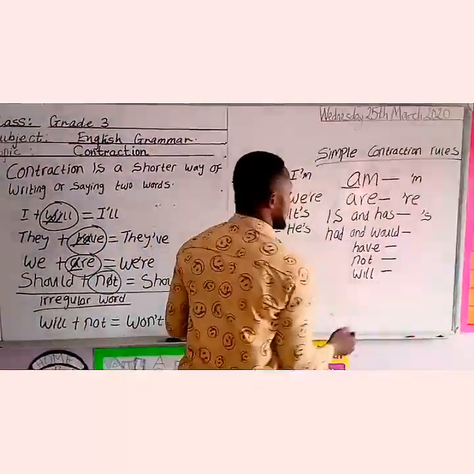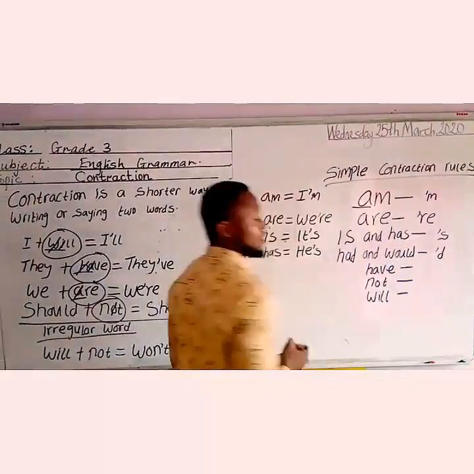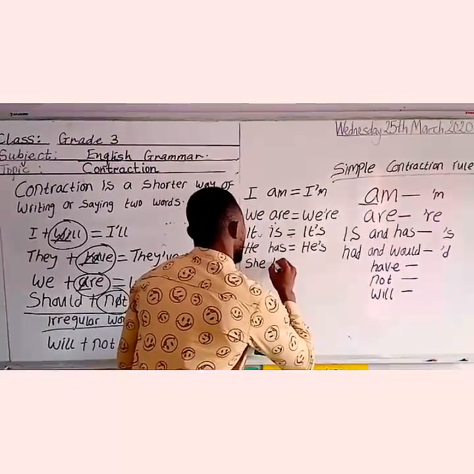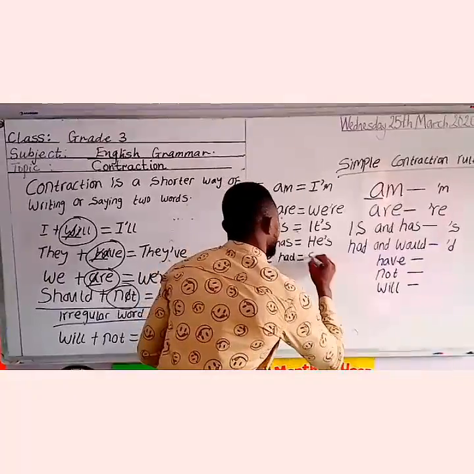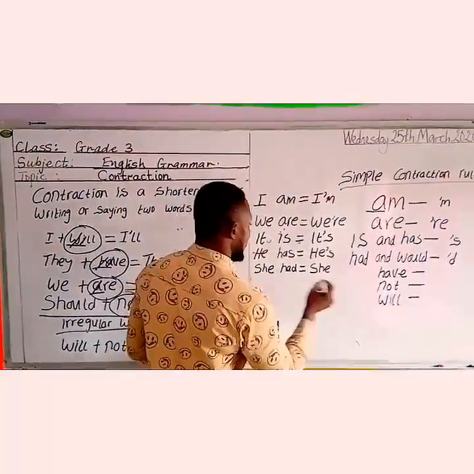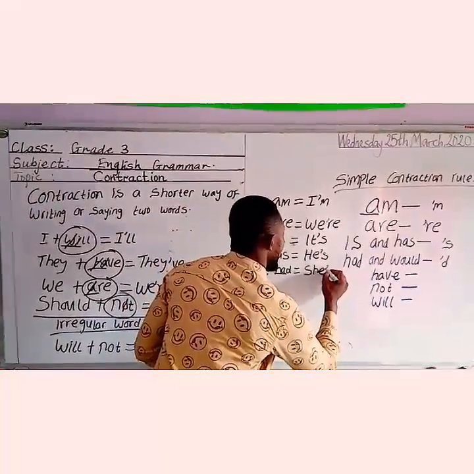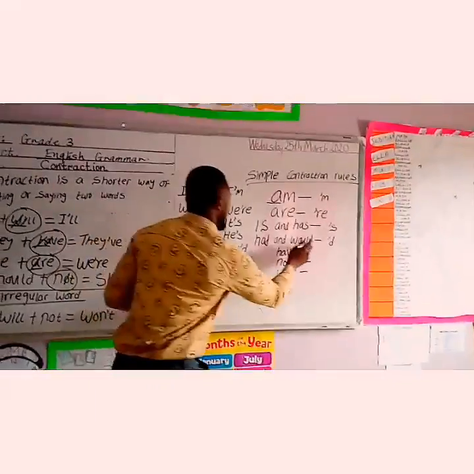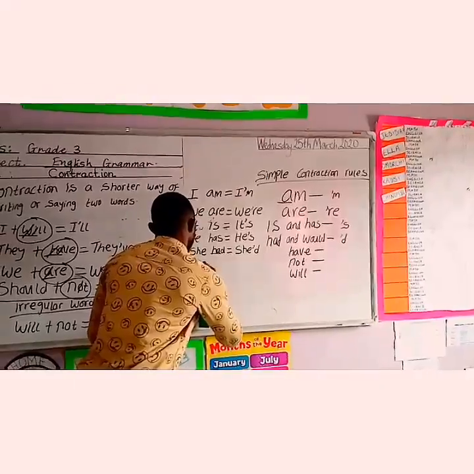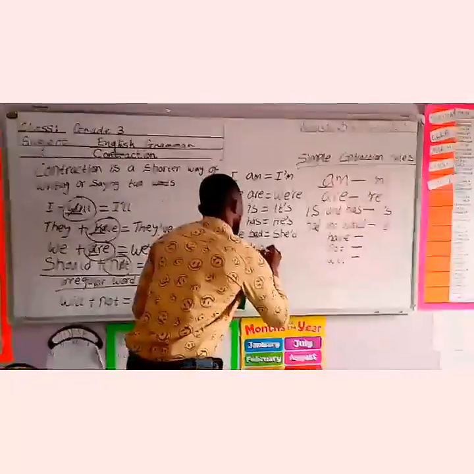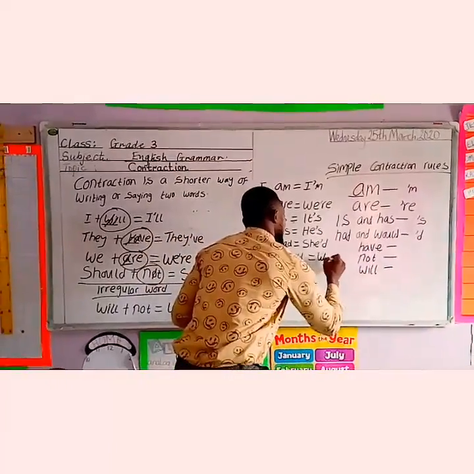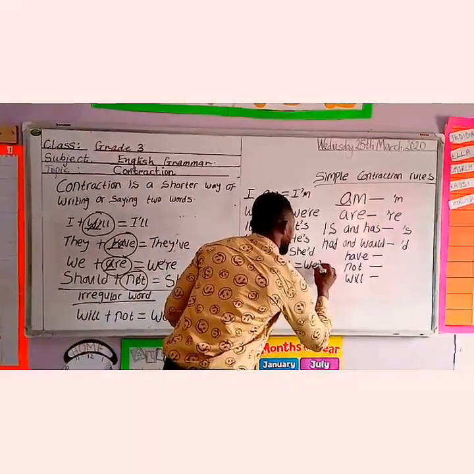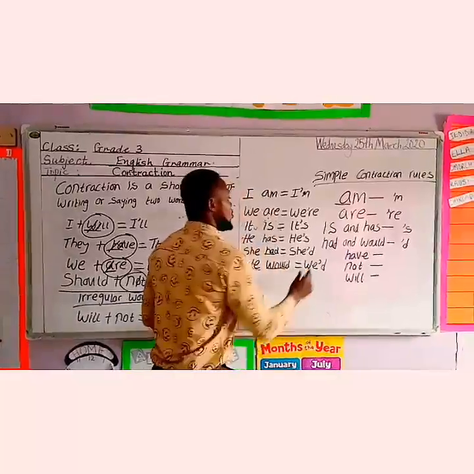Now, for had and would, we have something like this. When contracted, she had, we'll be omitting this, and it becomes she'd. In this case, we would take this first word, we are omitting all of this, replacing it with an apostrophe, and we end up having we'd.